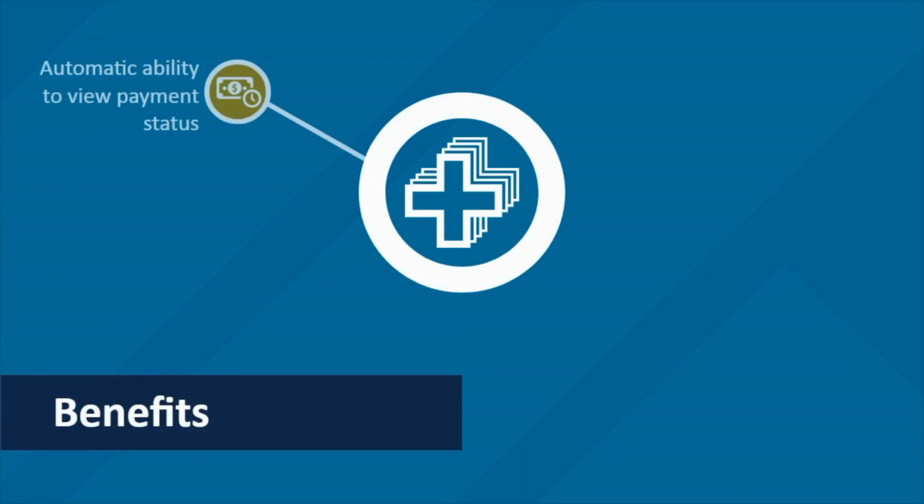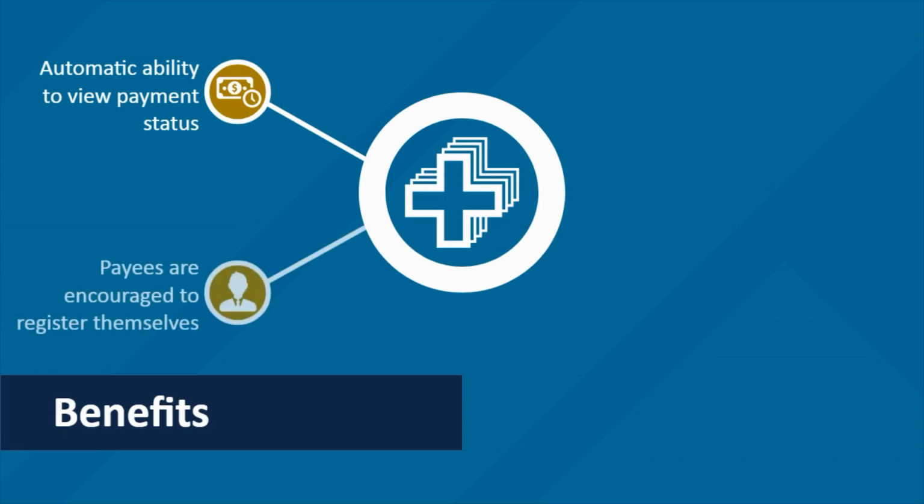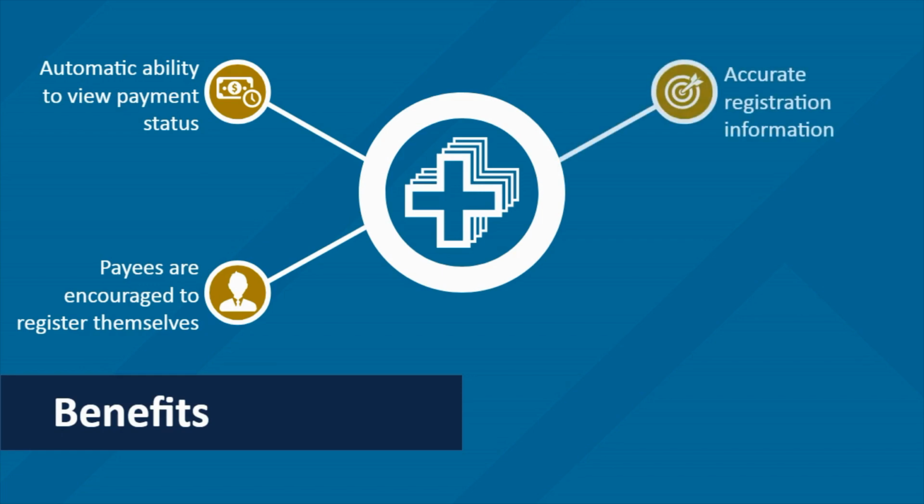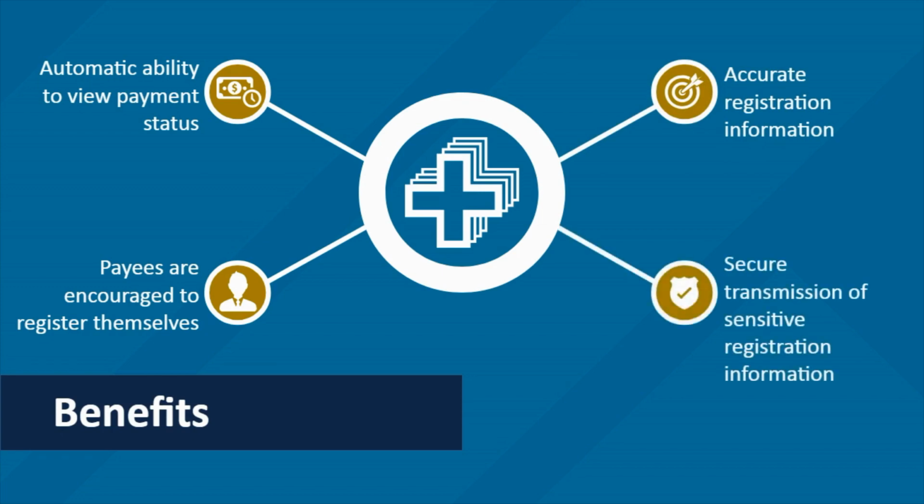First, payees who register through Payment Compass are given automatic access to view the status of any payments. This autonomy in checking their own payments also extends to registration, as payees are now encouraged to complete their own registrations within Payment Compass. Receiving the registration information directly from the payee ensures that the information is accurate. In addition, registering on Payment Compass eliminates the need to send W-9s or other sensitive documentation through insecure email channels. Instead, all relevant information is acquired and encrypted directly within the site.